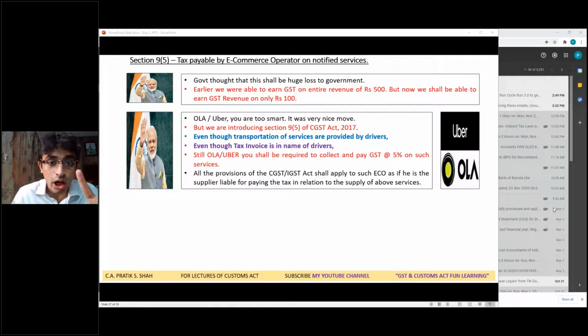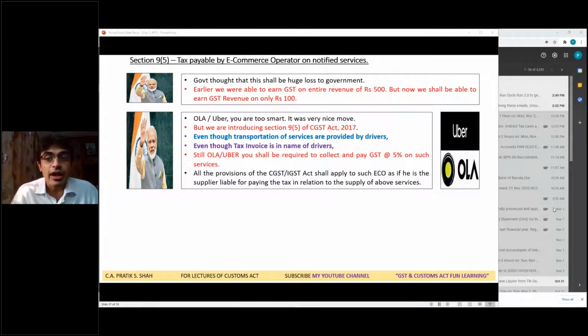Ola Uber, Urban Clap, and third one is Go Ibibo and Make My Trip. Only in these 3 cases, this 9 subsection 5 is there. Else not. Not for all e-commerce operators, only for these. Ola Uber. Second is housekeeping, means Urban Clap. And third is stay services, means Make My Trip and Go Ibibo. Only for these 3, this 9 subsection 5 is there.